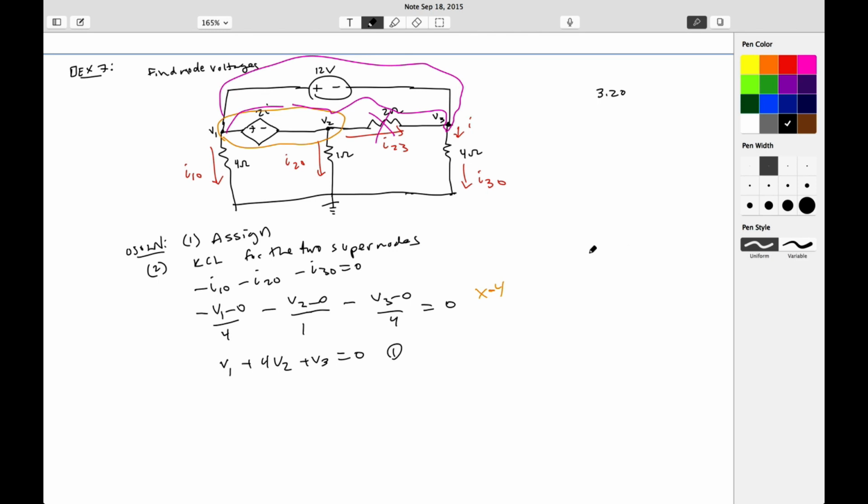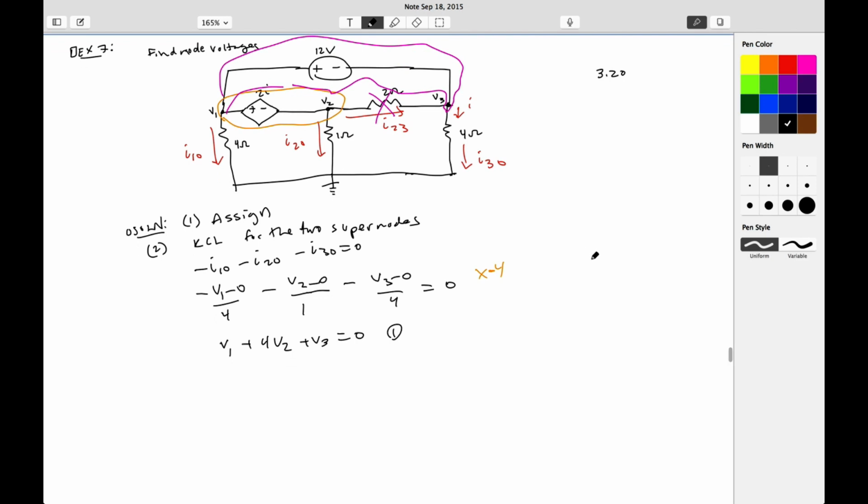All right, now I just need constraint equations for each of these supernodes. Let's start with the upper one, the 12-volt source. Constraint 1: we see that V1 and V3 are where it's connected between. You can see V1's at the plus side, so I take V1, and V3's at the minus side, so I take minus V3 is equal to 12. All right, this will be equation 2.